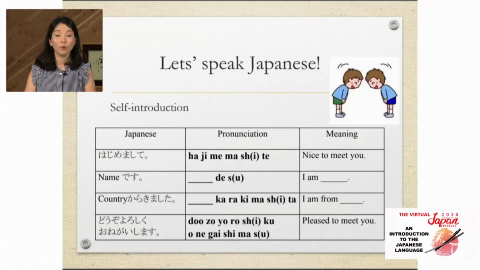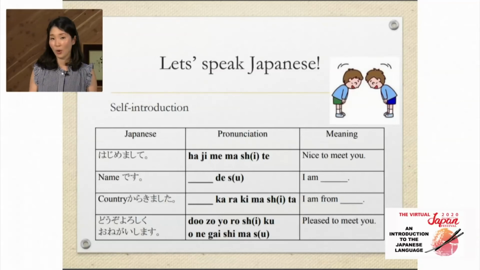Okay, and then your name, I am your name. In Japan, at a formal setting, we usually introduce ourselves with our last name. But here in the US, a first name is fine. So my name is Kotoko. I would say Kotoko desu. Kotoko desu. Okay?